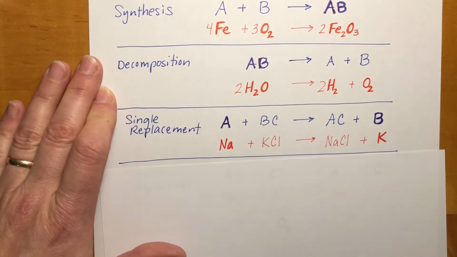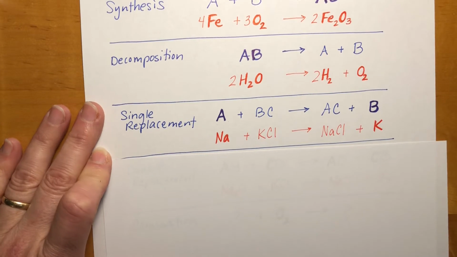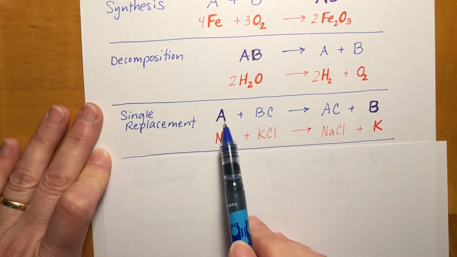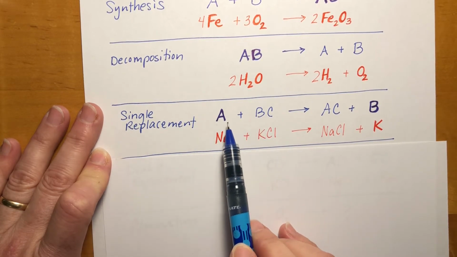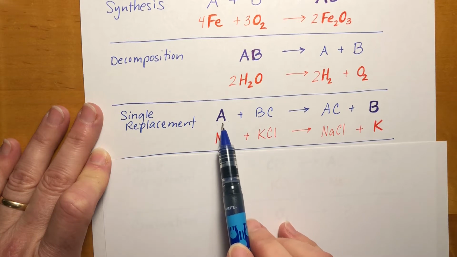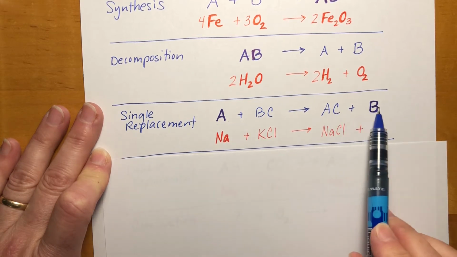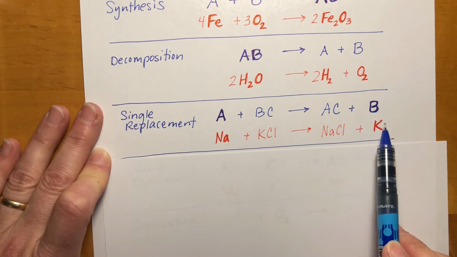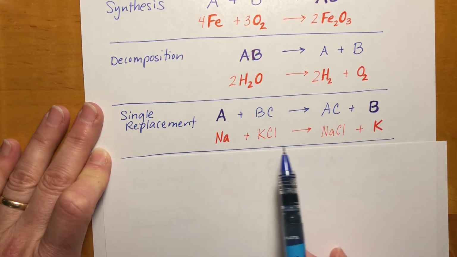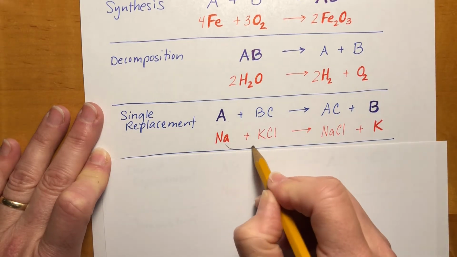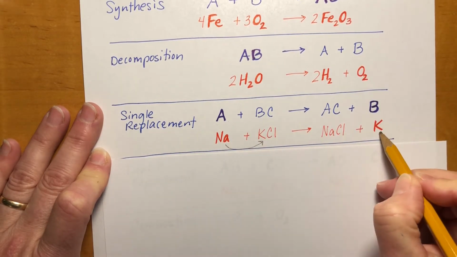The next 2 types are single replacement and double replacement. Single replacement is, I like to pay attention to the A metal and the B metal. So in a single replacement, one of the metals, in this case sodium, is all by itself, and after the reaction occurs and you see the products on this side, now the B metal is all by itself. So in other words, the sodium came in and kicked this potassium out, and now the potassium's all by itself.